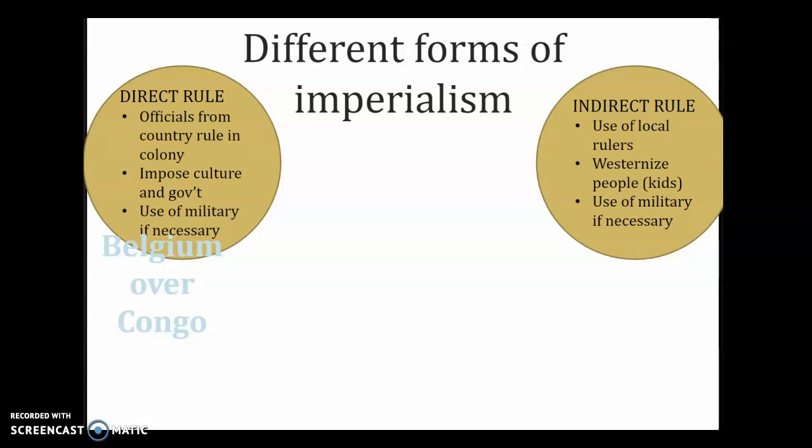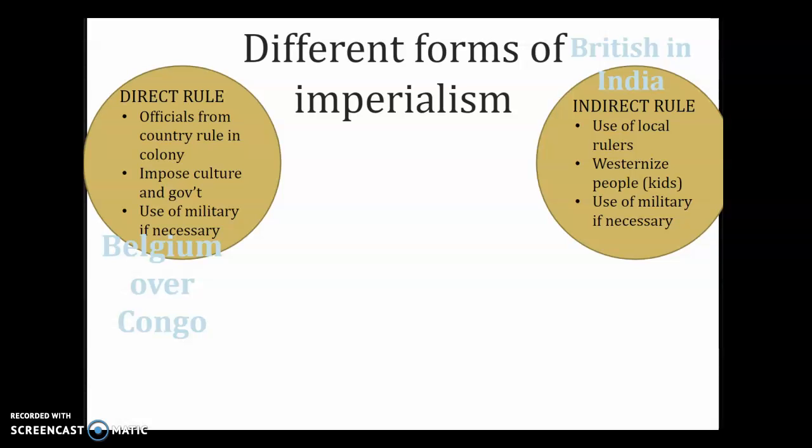Okay, the other one is indirect control, and that is the use of local rulers. So it's when a country imperializes another country, but they will not necessarily have that imperializing country's leaders in there. Okay, and so they might not use military, but they will continue to ensure that they westernize or that they bring the culture of the imperializing country to the imperialized country. And one of the examples that we'll be looking at is the British in India, but we'll look at that next week.